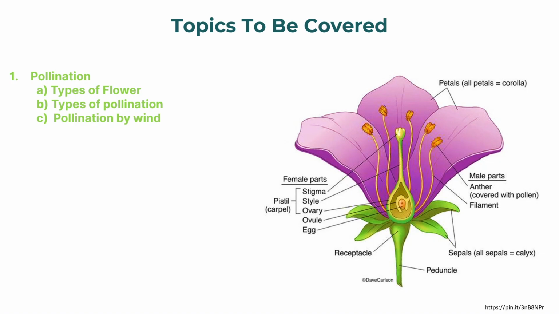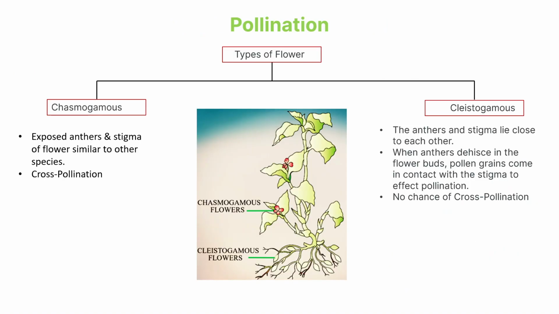In this video, you are going to learn these topics. So the first is types of flowers. There are two types of flowers. One is cleistogamous. In cleistogamous flowers, the anthers and the stigma lie close to each other.